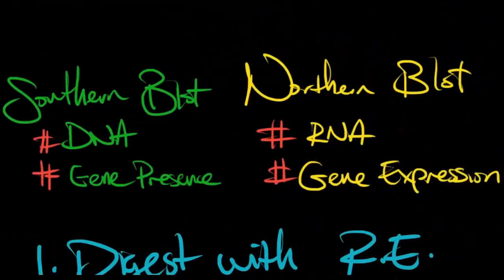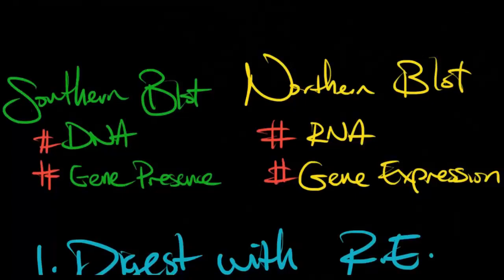Okay, now our blots. There are 3 types of blots, southern, northern, and western. Because each are run on different things, they give us different conclusions. I've provided hashtags that I want you to associate these words with. Southern blot runs on DNA and tells you about gene presence. Northern blots run on RNA and tell you about gene expression.